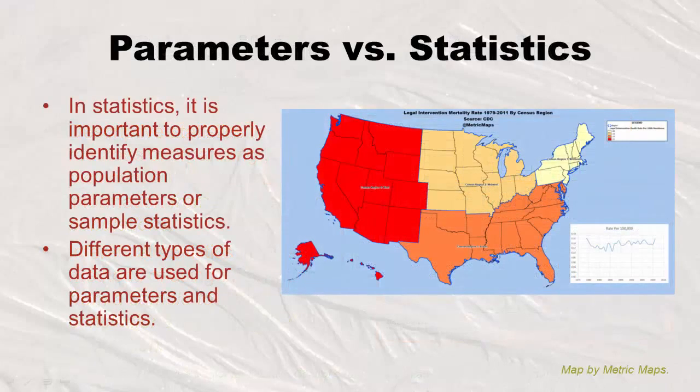So in statistics, it's really important to properly identify measures as either population parameters or sample statistics, because as you can see, you can only do inferential statistics on samples. And so you have to really know what you're doing and what you're talking about, because different types of data are used for parameters versus statistics.